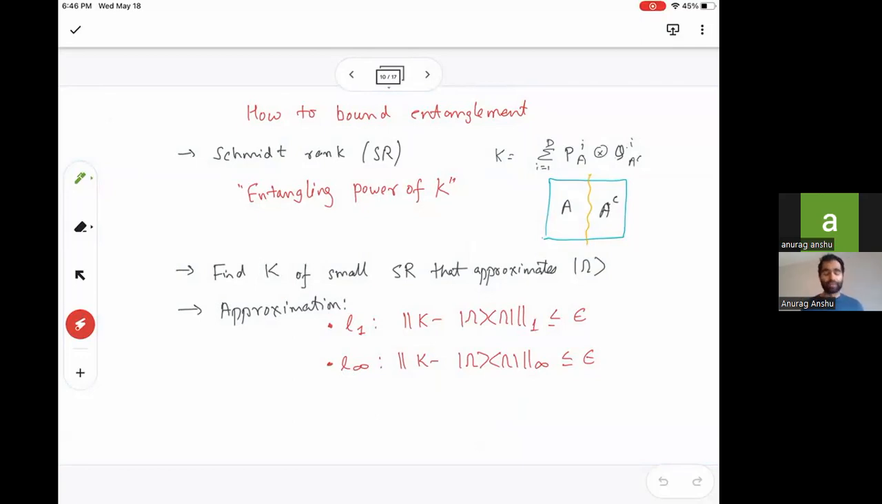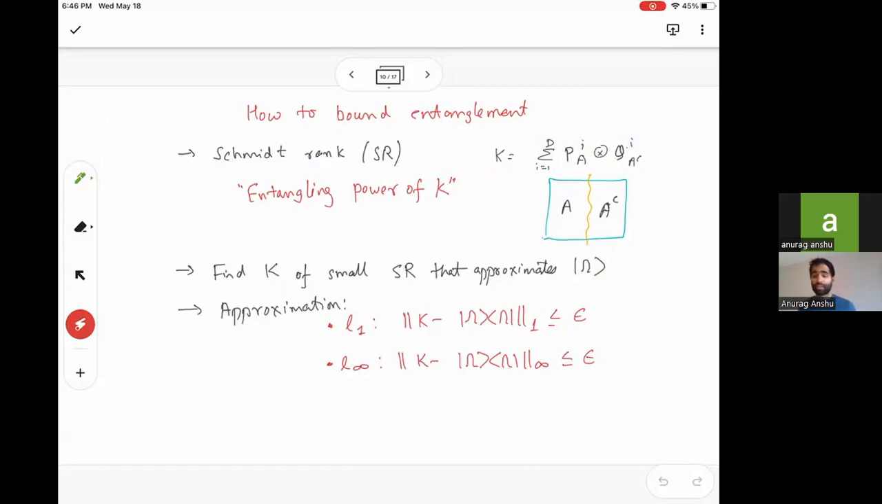So this is the notion of Schmidt rank of an approximation to the ground state. The Schmidt rank of an operator K, which acts on the full system across a cut, captures the entangling power of the operator. Formally, it's defined as the smallest number D such that you can write K as a sum of product operators. These operators don't create any entanglement, and if the sum is small, then you create little entanglement. So the goal in all the results so far is to find a K that approximates the ground state and has a small Schmidt rank, and then hope from there that area law can be shown.